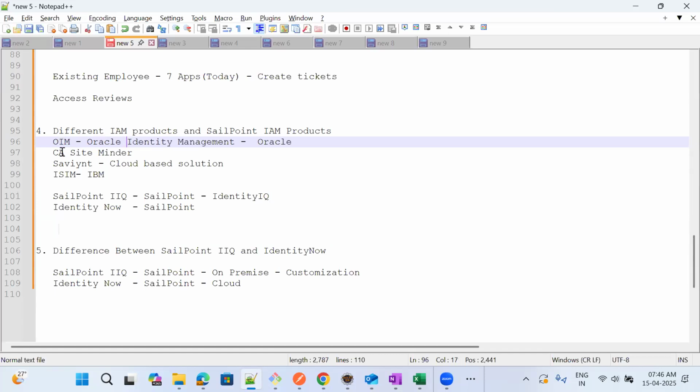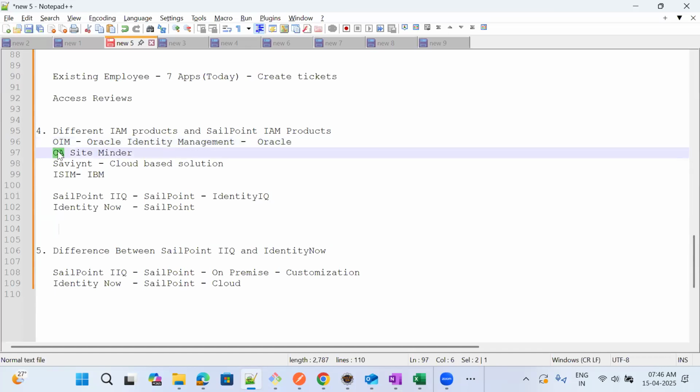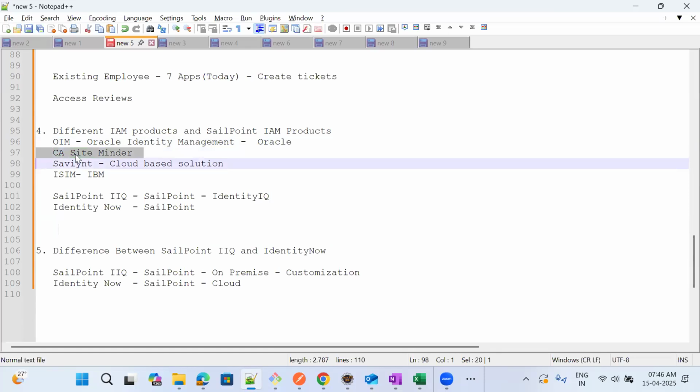Next to OIM, we have something called CA SiteMinder. This is one such tool. Again, it's an old one, not used much. It's from a company called CA. It was also used for solving our IAM problems in the past.